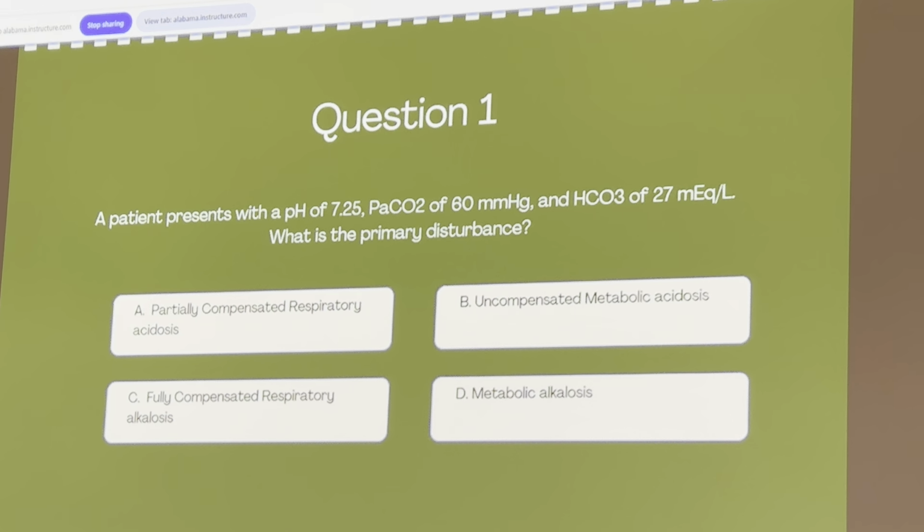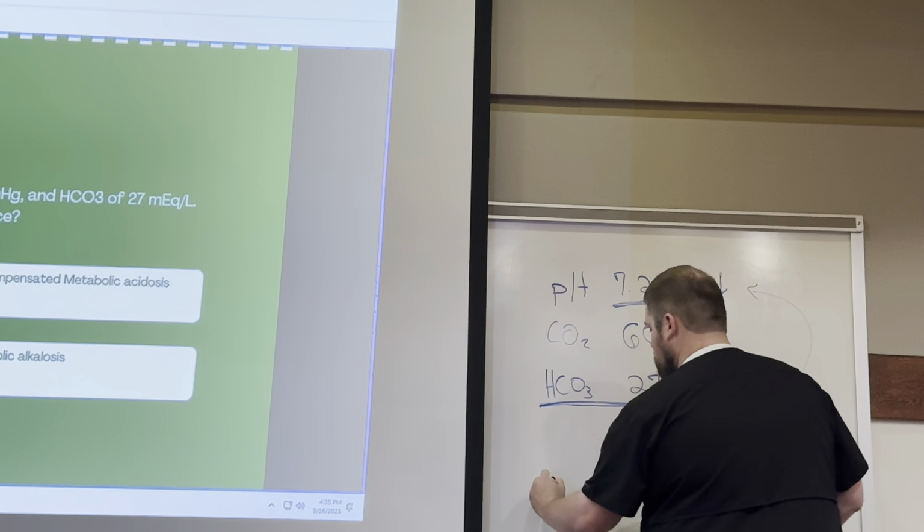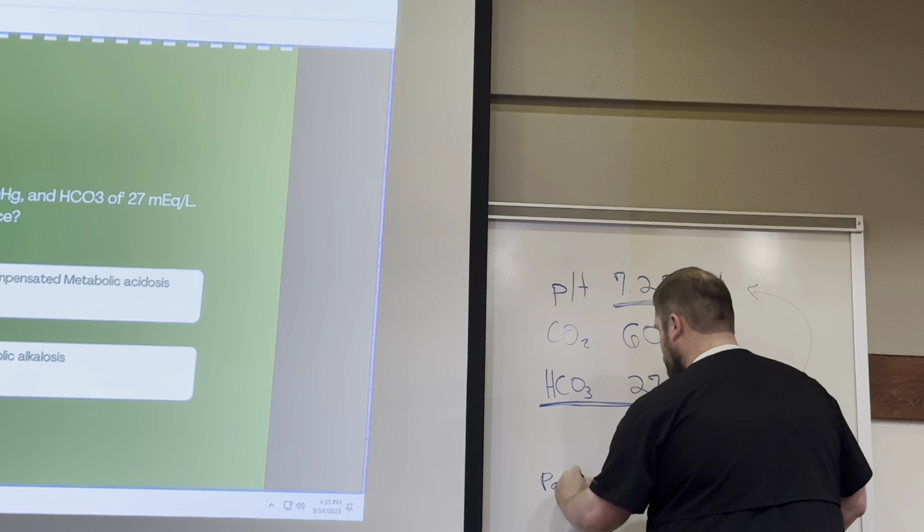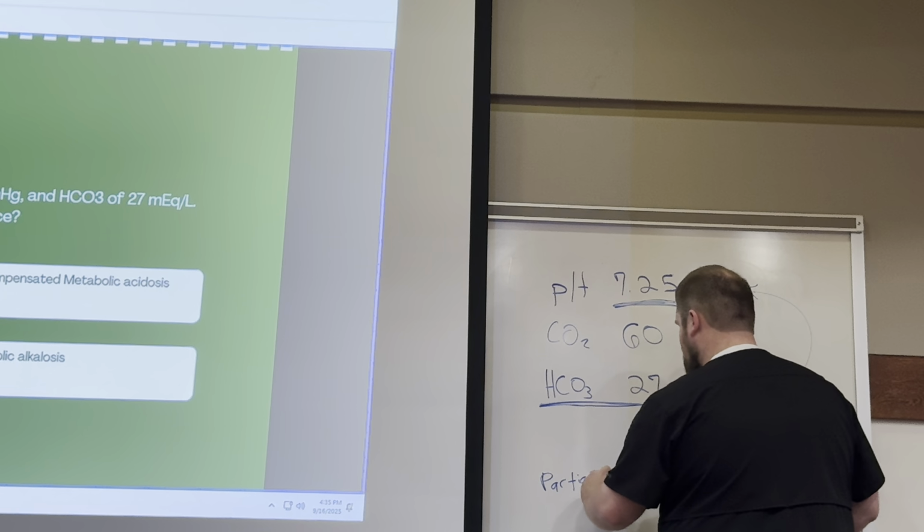Yes, because my bicarb is different. It's out of range, all right? Now, is my pH in normal range? No, so it has not fully compensated yet. My body has not had enough time to get my pH back in normal value. So if my pH is not normal, it's going to be partially compensated respiratory acidosis.